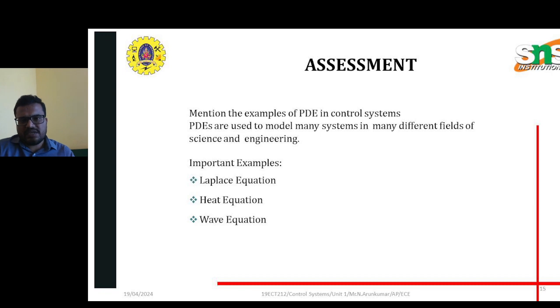Assessment: mention an example of PDE in control system. PDEs are used to model many systems in many different fields of science and engineering. For example, they are very useful for Laplace equations, heat equations, and wave equations.